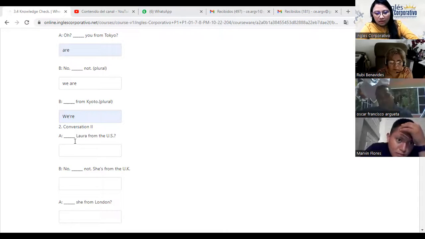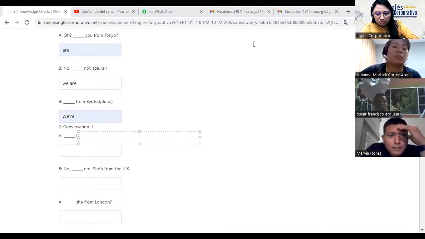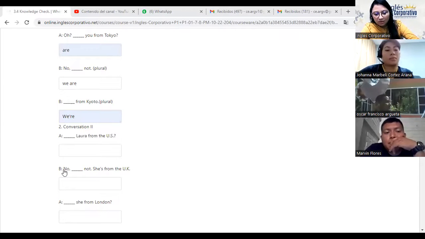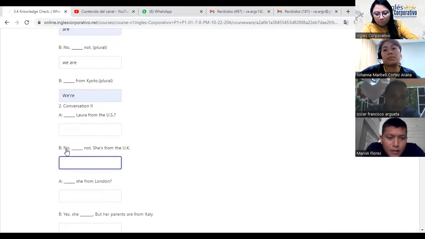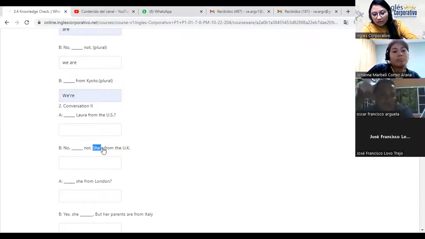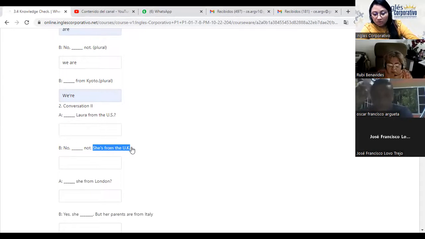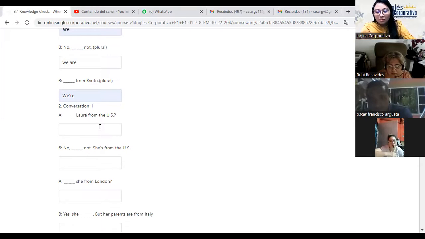Conversation number two. ¿Cómo sé que voy a poner en la conversation number two? Voy y me dirijo a la respuesta de una sola vez. Laura from the US. ¿Quién está respondiendo? ¿Será que Laura está respondiendo sobre su información o alguien más? Somebody else, because look at the information. She is from the UK. No es ella quien responde. No, she is not. She is from the UK. Están preguntando sobre ella.